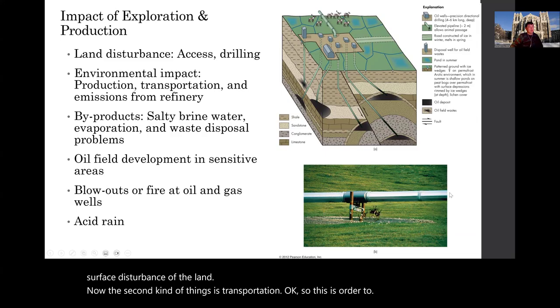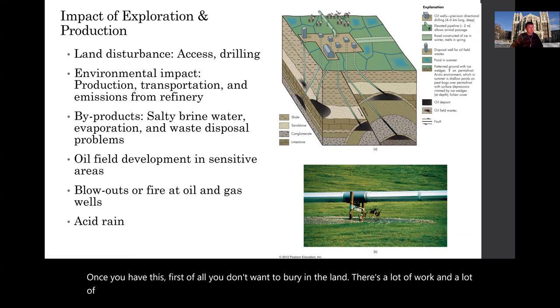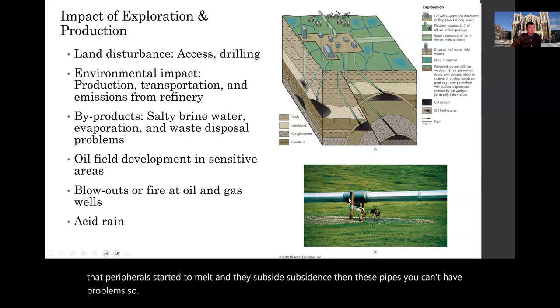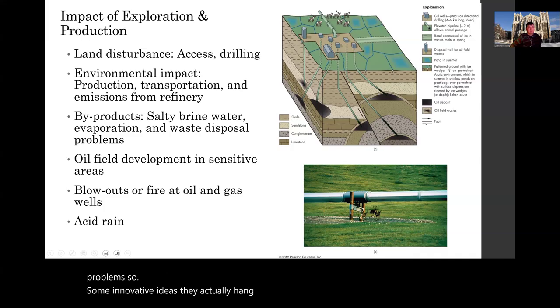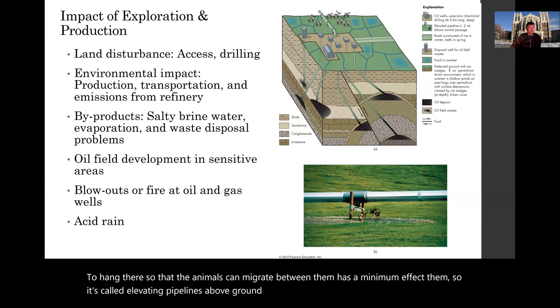Once you have this, first of all, you don't want to bury it in the land. There's a lot of work and a lot of money cost for that. And we talked about permafrost: when that permafrost starts to melt, then you have subsidence, and these pipes can have problems. So with some innovative ideas, they actually construct these pipes to hang there, so that the animals can migrate between them, with minimal effect on them. It's called elevating pipelines above ground, allowing animals to migrate, and so forth.